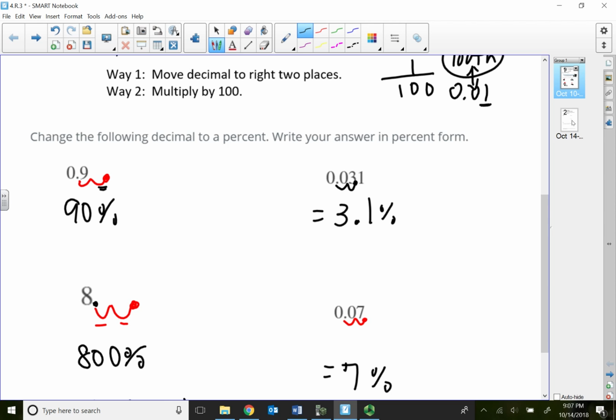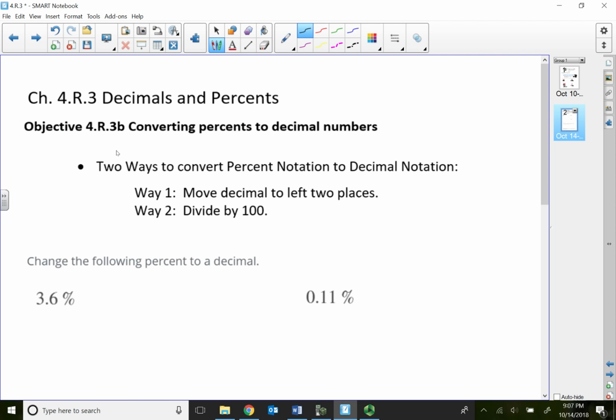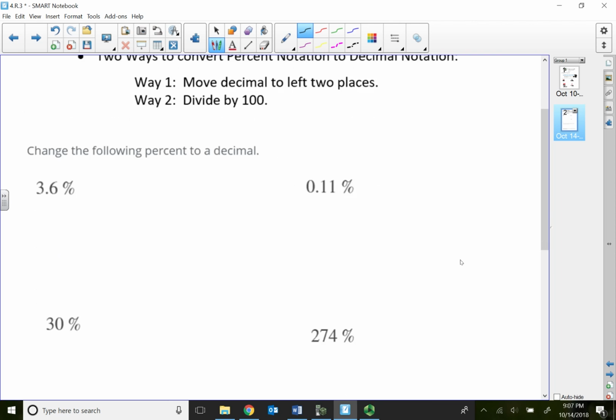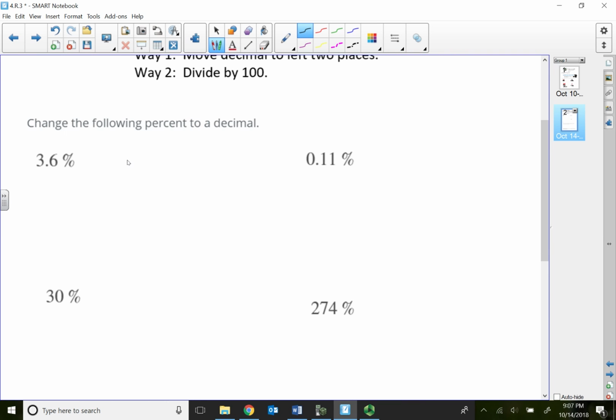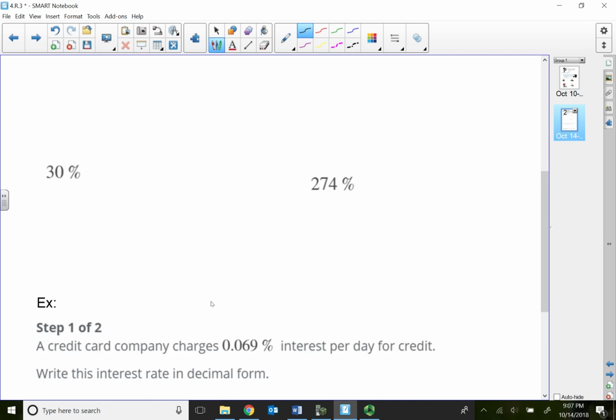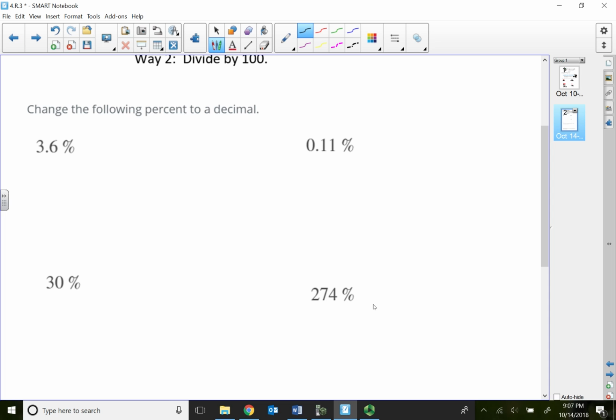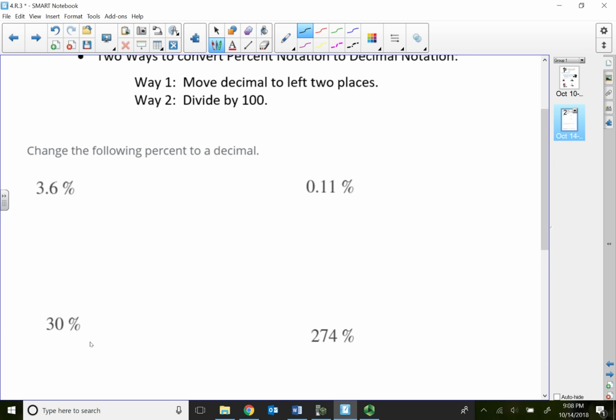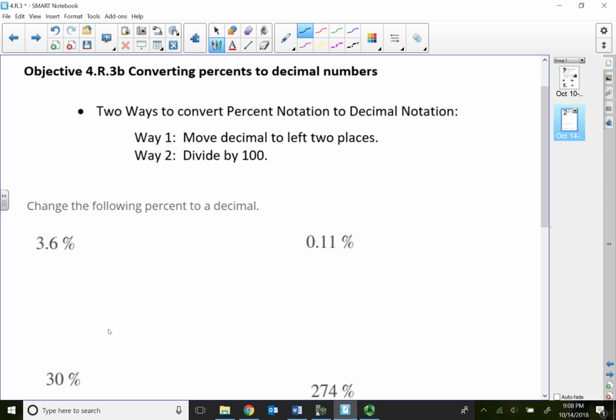So let's take a look real quick and do it backwards, converting percents into decimals. Here I have 4 quick examples plus this word problem. All 4 of them have a percent notation on them, so all these 4 are percents. If I start out with a percent and want to convert it into decimal notation, I have to move my decimal to the left 2 places. Left 2 places is the equivalent of dividing by 100.